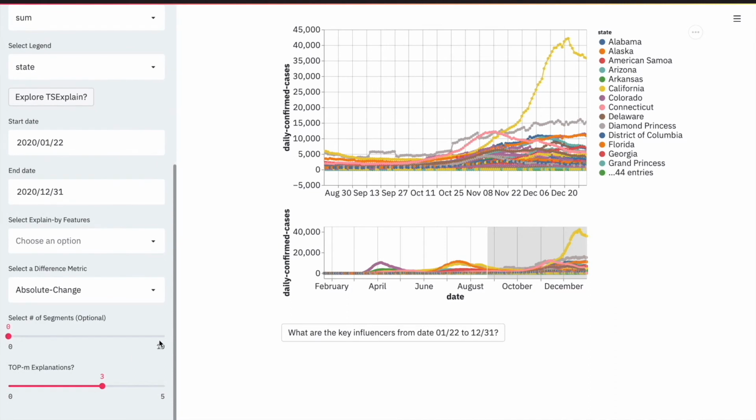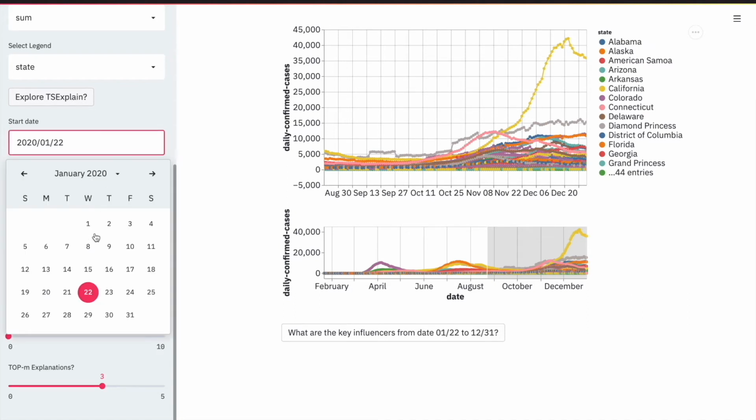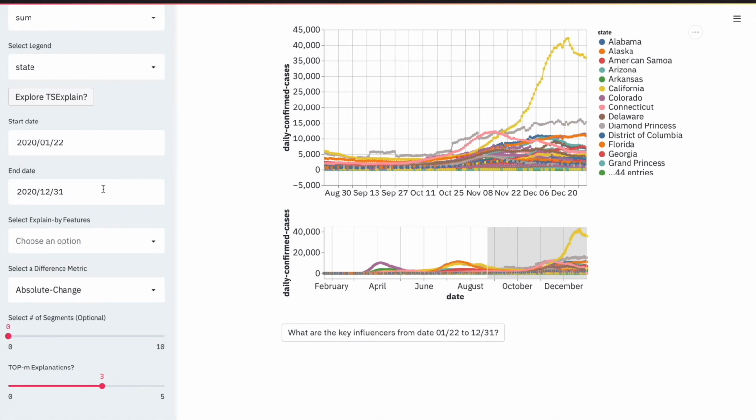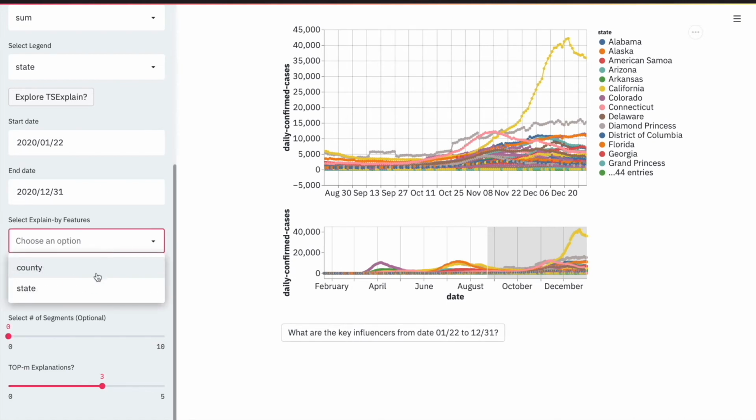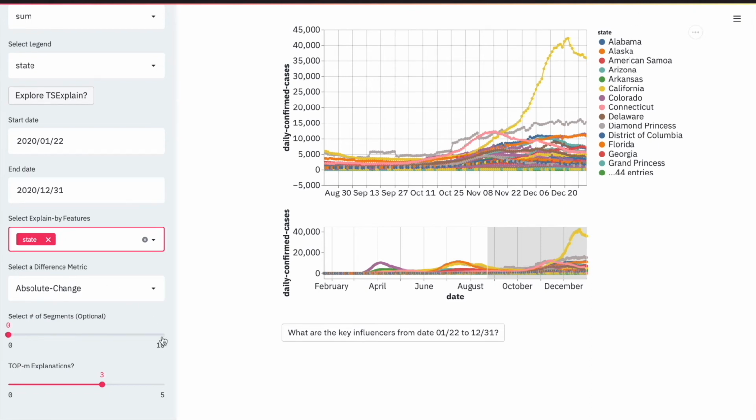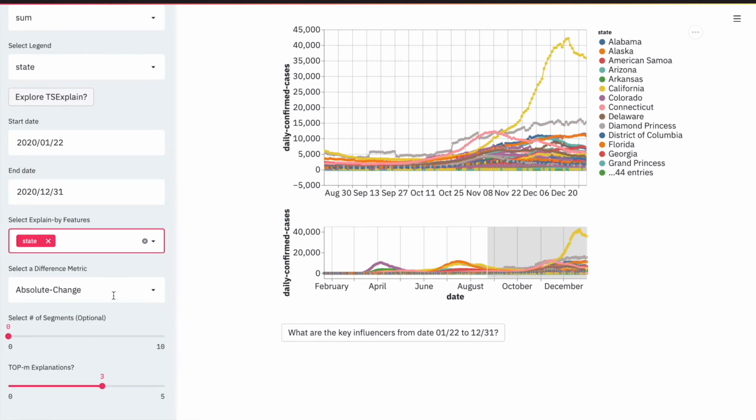TSExplain to the rescue. For instance, if the user is interested in explaining the trend during the period of July 22nd to December 31st, we can set the time range accordingly. Next, the user can specify state as the explain-by feature based on their domain knowledge. Users can then leave other configurations as default. For instance, the metric used is absolute change. At a high level, absolute change measures the absolute value each state contributes to the overall trend's rise or fall. And we focus on the top 3 explanations with the largest absolute change.